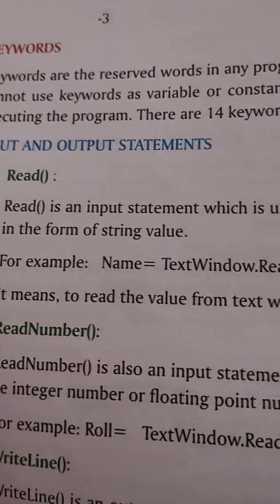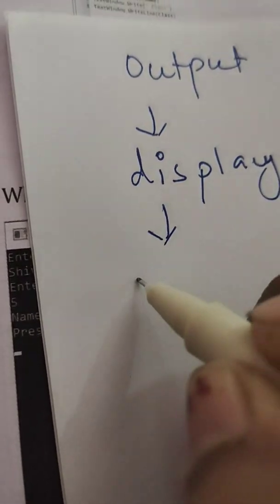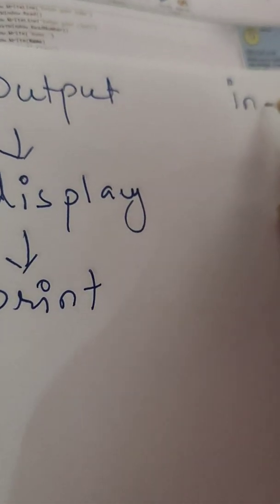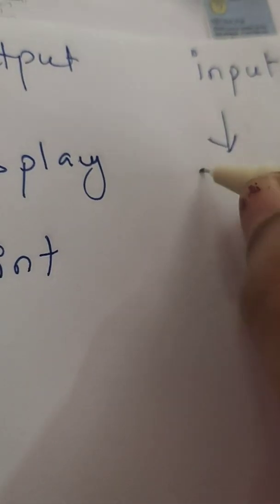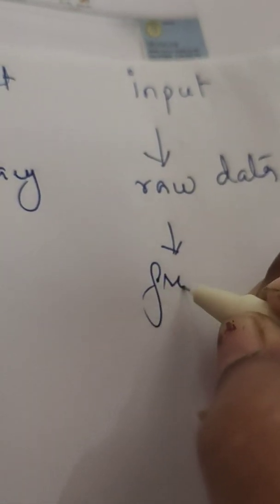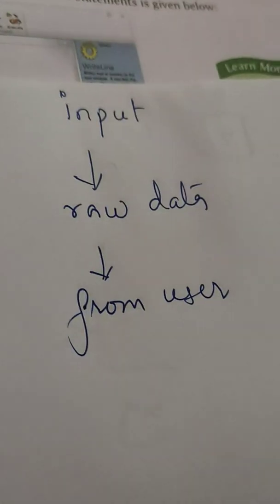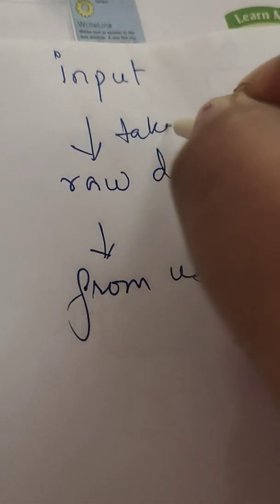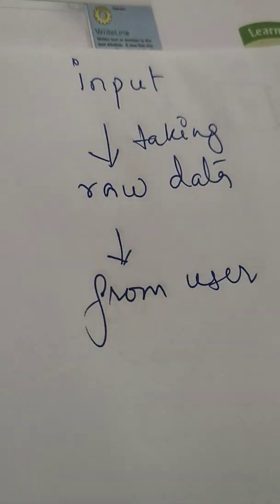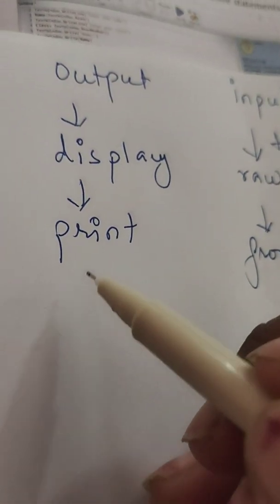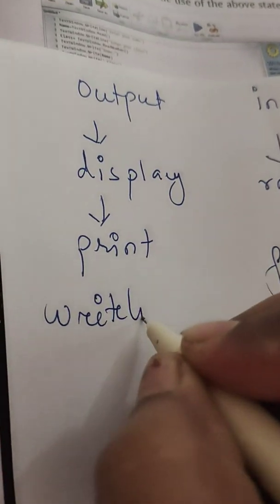Now students, as we know, one is output. Output means to display, or to print. Now what is input? Input means taking the raw data from the user. Input means taking raw data from the user.